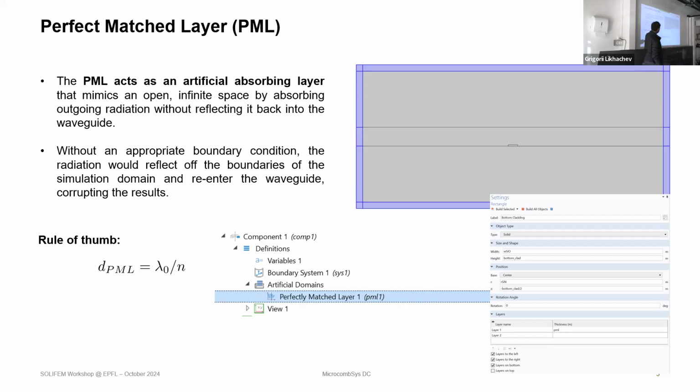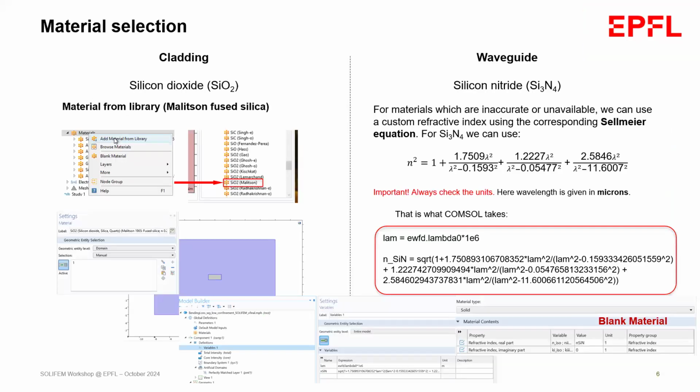And then you go to artificial domain, you right click it, you will select it. They have various artificial domains, one of which is the perfectly matched layer. You go there and then you select all of it to make that perfectly matched layer. Yes, and then we have done the material selection.